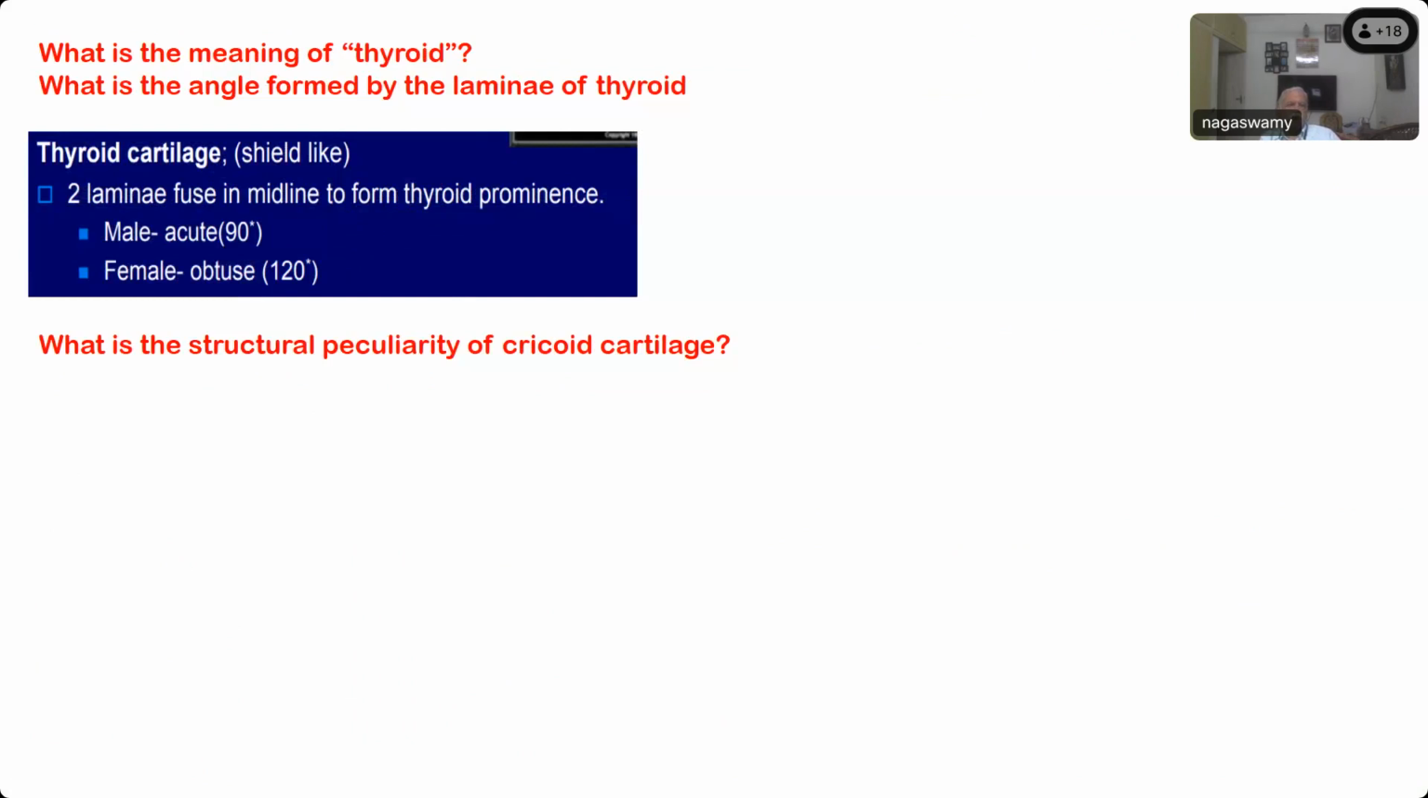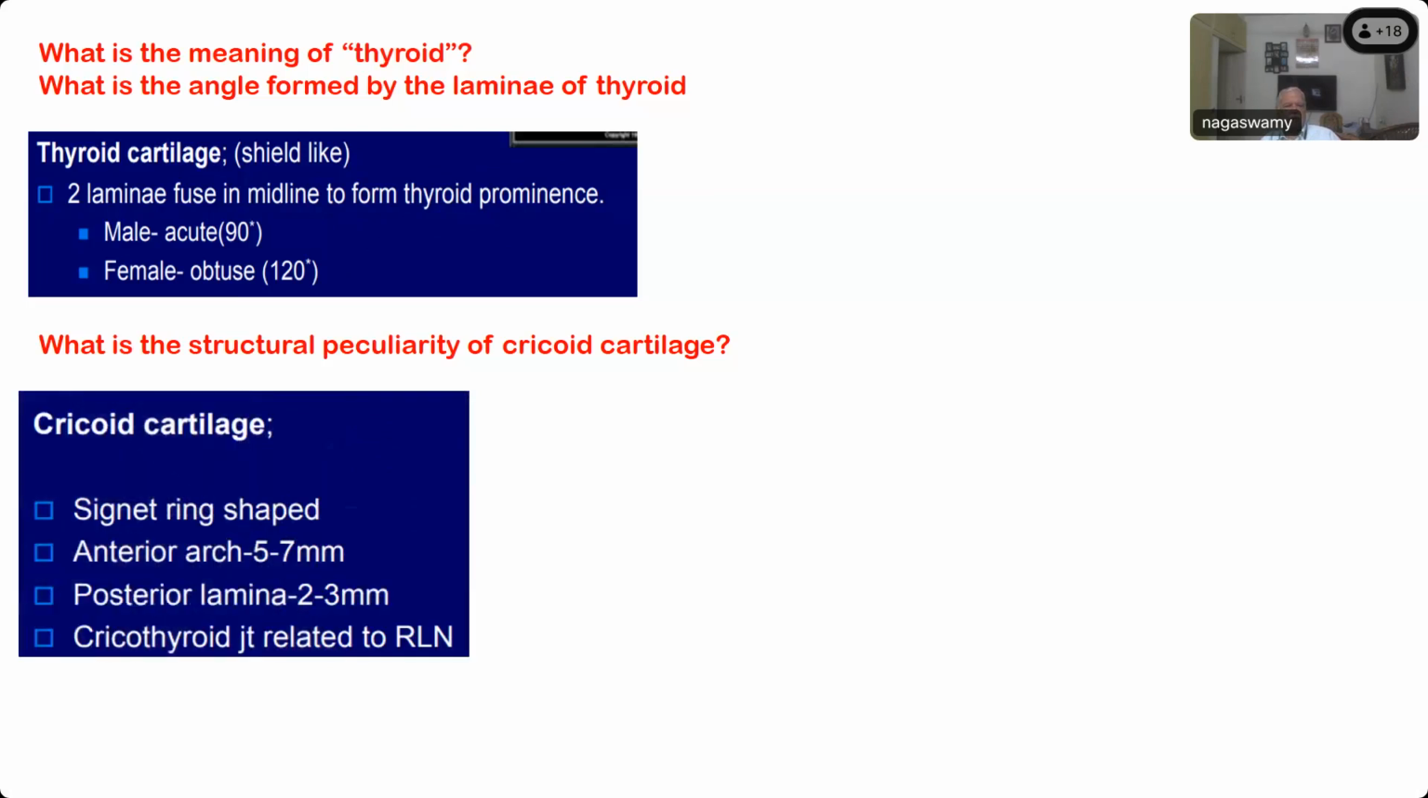In the male, it forms an acute angle. The Adam's apple is more prominent in males because of the acute angle formed by the two laminae of the thyroid cartilage. Whereas in females, it is more obtuse, 120 degrees, so it doesn't form any angle or become prominent like that. And the peculiarity of the cricoid cartilage is that it is a signet ring shape.